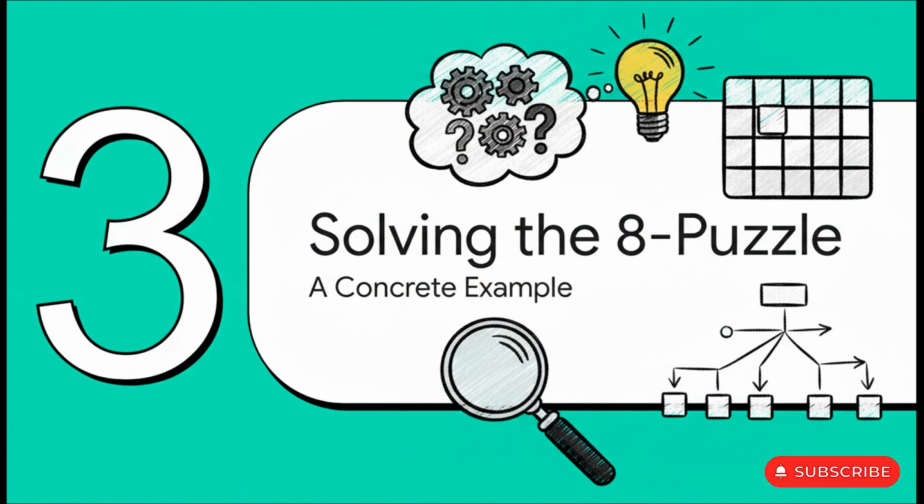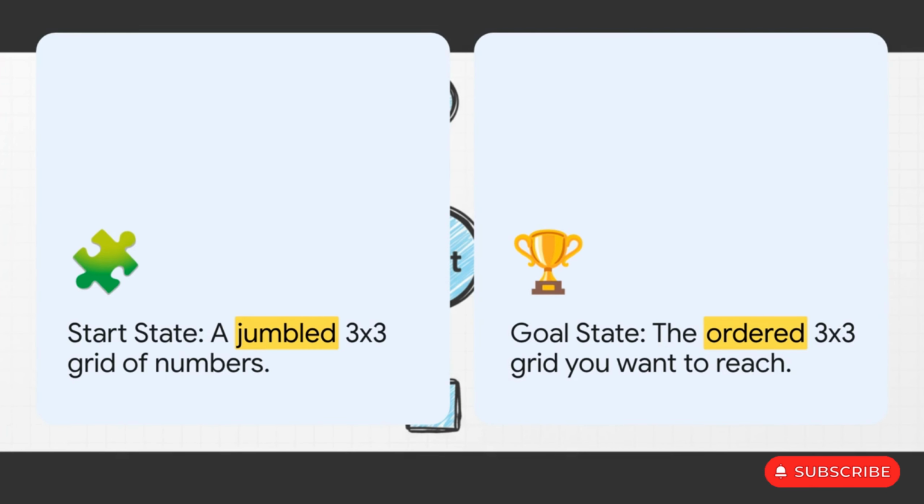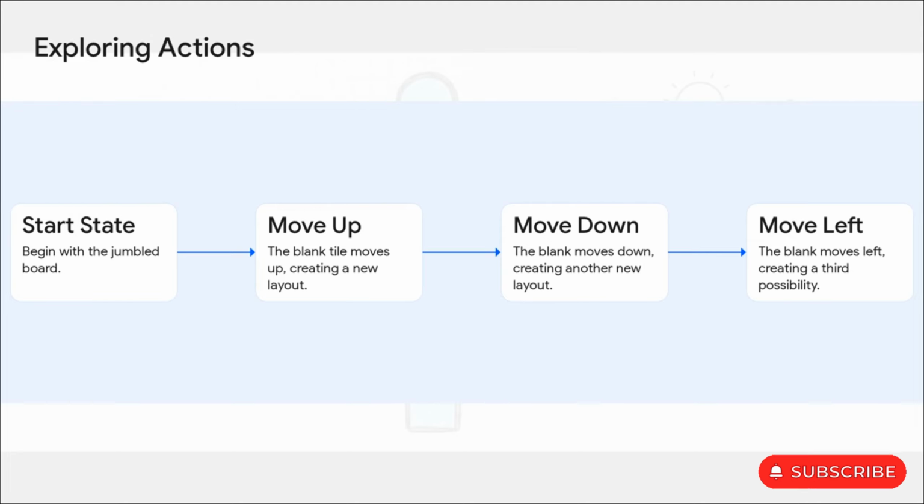Okay, I know these ideas can feel a little abstract, so let's make it super concrete. Let's apply all of this to a classic example, the 8 puzzle. So here's the setup. You've got your start state, which is this jumbled up grid of numbers. And then you have your goal state, the perfectly ordered grid we're trying to get to. The AI's entire job is to figure out a sequence of legal moves to get from that messy start to that nice, clean goal.